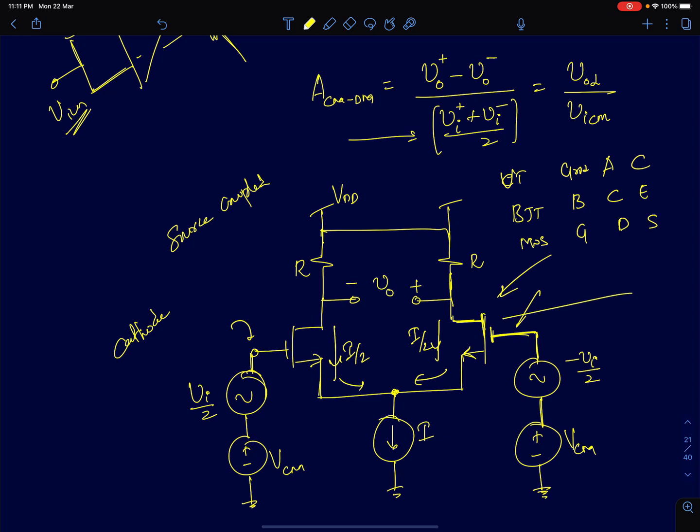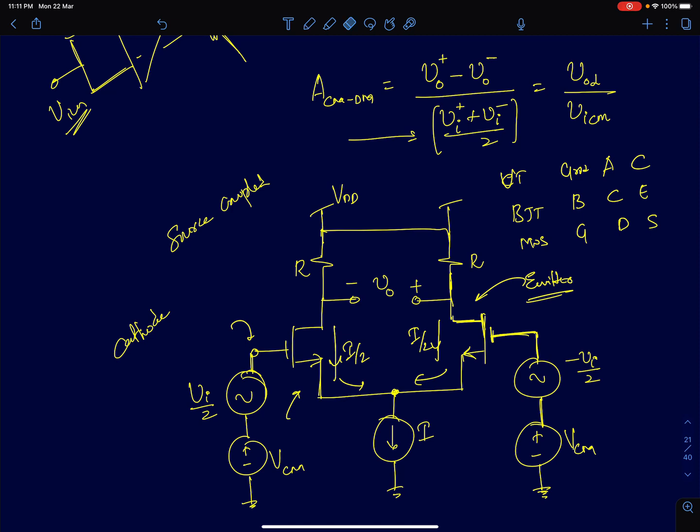So this amplifier structure, where we had two amplifiers with their sources tied together and used as an amplifier, was called, in those days using vacuum tubes, the cathode coupled differential pair. And then later in BJTs it was called the emitter coupled differential pair. And now in MOSFETs it is called the source coupled differential pair.